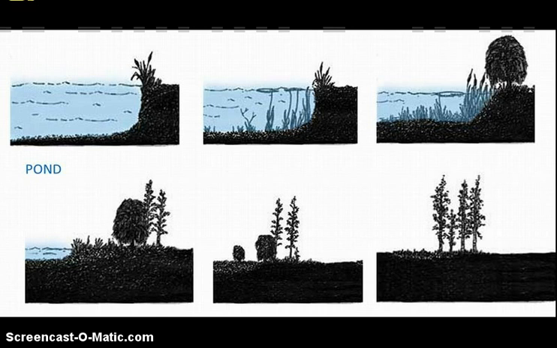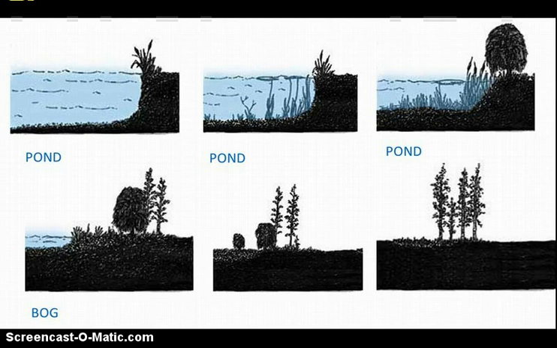Picture 1, pond. Picture 2, pond. Picture 3 is also a pond. It is still a large body of water. There is plant life developing on the bottom of the pond. Picture 4 is a bog. Notice how the body of water is now shallow. Picture 5 is a swamp. Now the land is very wet. Finally, the last picture is land. What was once a pond is now solid ground.